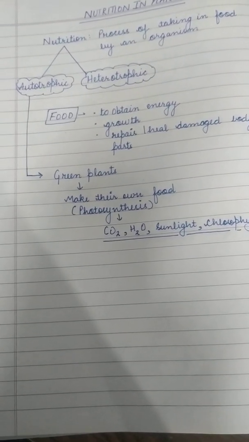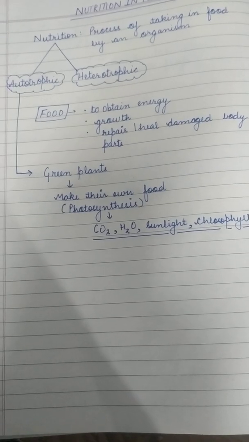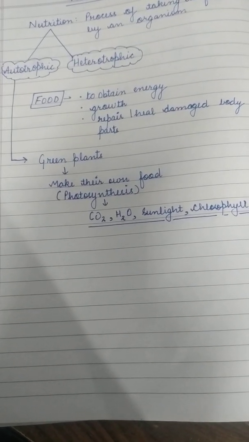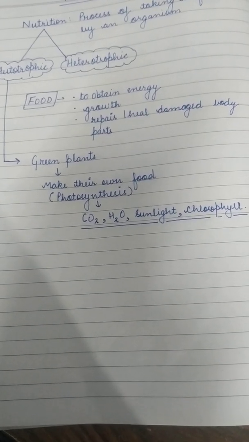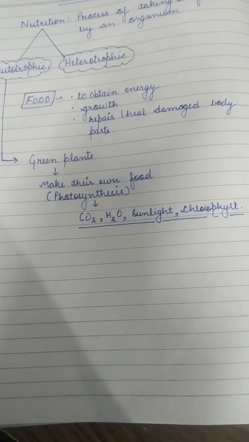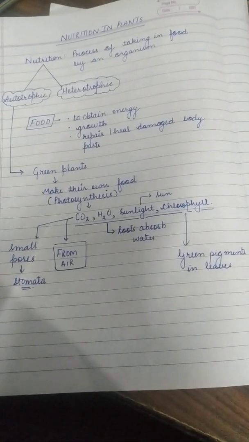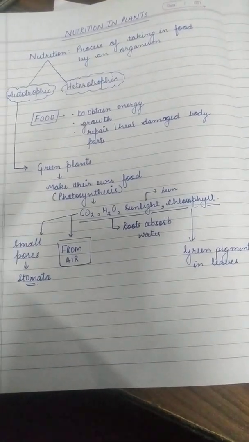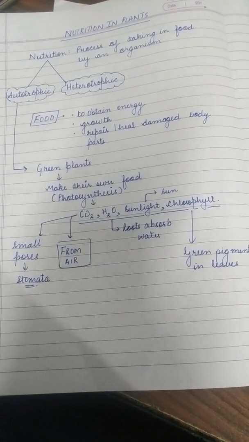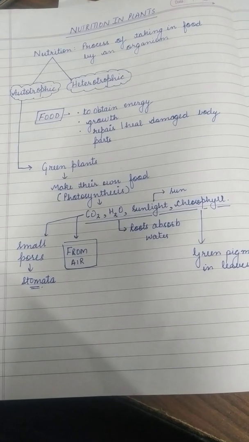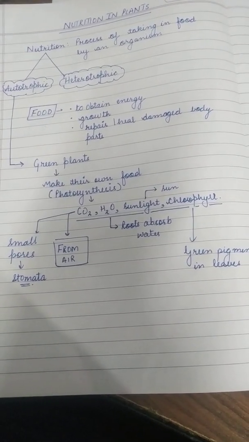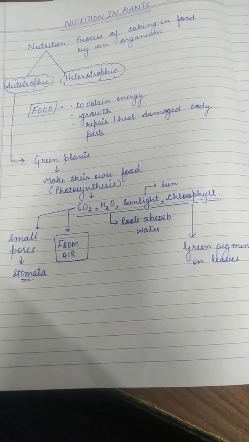Green plants make their own food by the process of photosynthesis, wherein raw materials such as carbon dioxide, water, sunlight, and chlorophyll combine to make glucose. Roots of plants absorb water, sunlight is obtained from the sun, and solar energy is absorbed by chlorophyll, the green pigment that is present in the leaves.